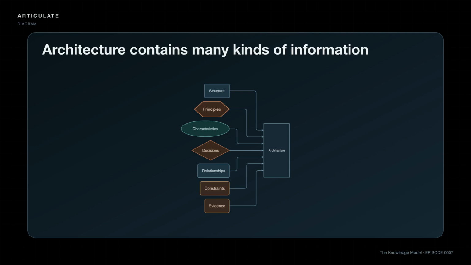Architecture also includes the principles that guide decisions, the characteristics that the system needs to exhibit, the decisions that have been made over time, the relationships between different parts of the estate, the assumptions people are working with, and the constraints they have to operate within, and the evidence that supports those decisions. Taken together, that's a huge amount of information.